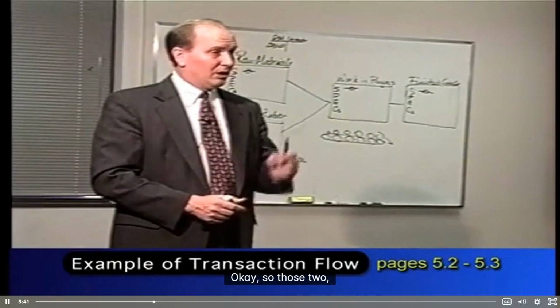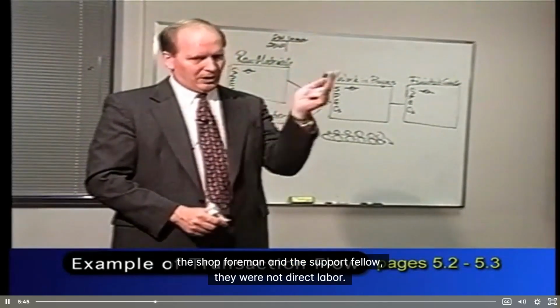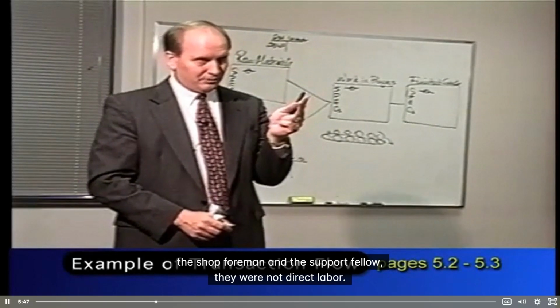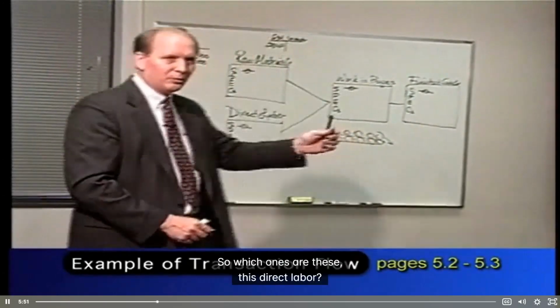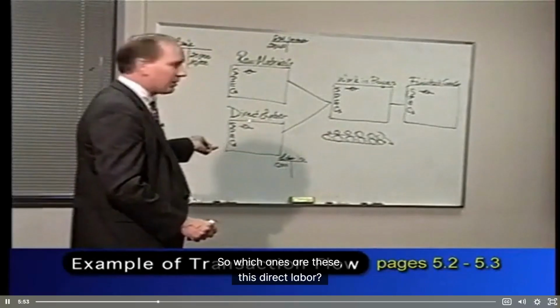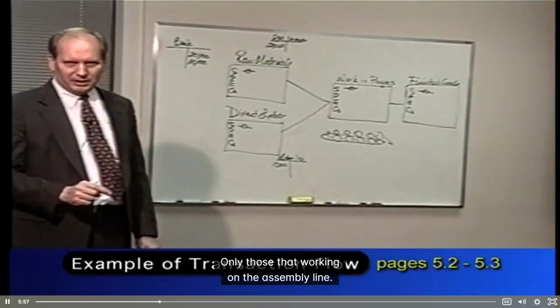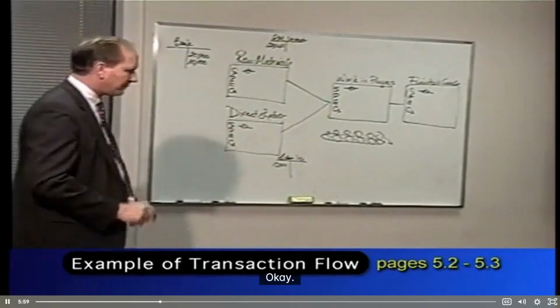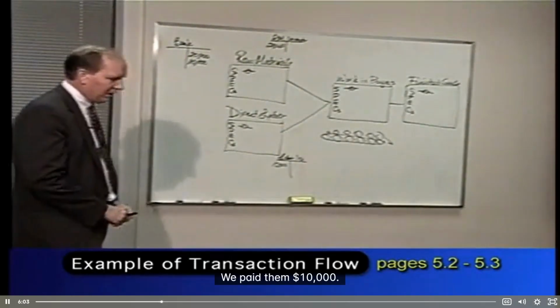Okay? So those two, the shop foreman and the support fellow, were not direct labor. We're going to handle their salary in a different location. So which ones are direct labor? Only those working on the assembly line. Okay? And we paid them $10,000.